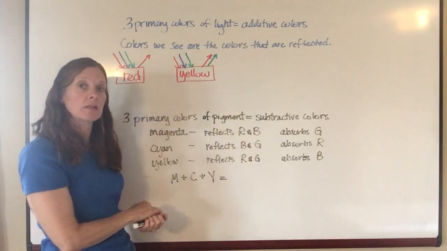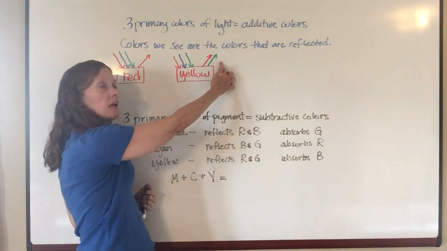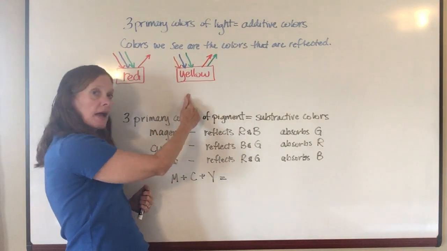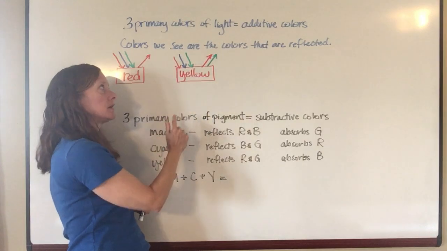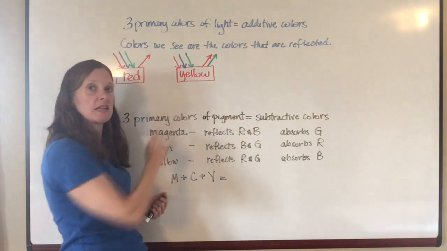Similarly, if you shine a green light on a yellow object, that yellow object can reflect the green light, but there's not any red light for it to reflect. So the only light that you're going to see is the green light that's reflected. So if you shine a red light on a yellow object, you see red. If you shine a green light on a yellow object, you're going to see green.